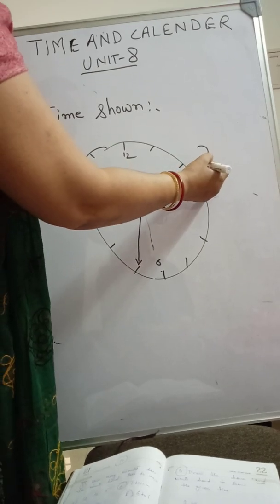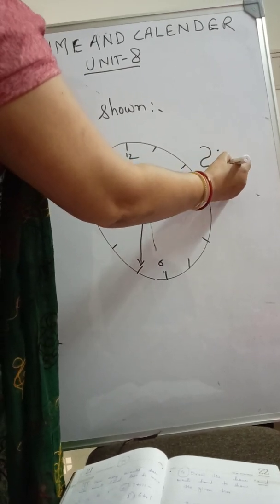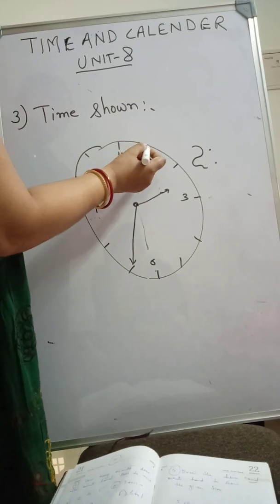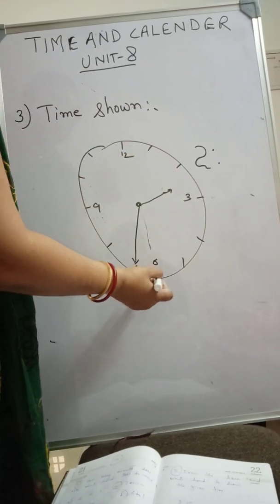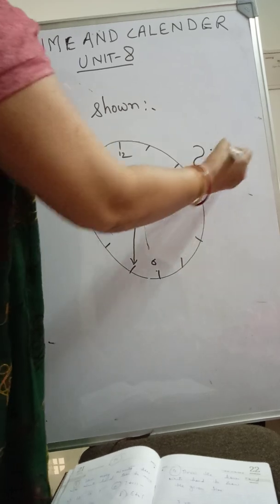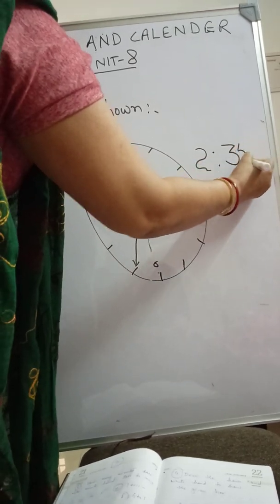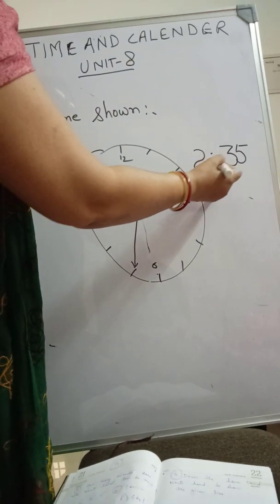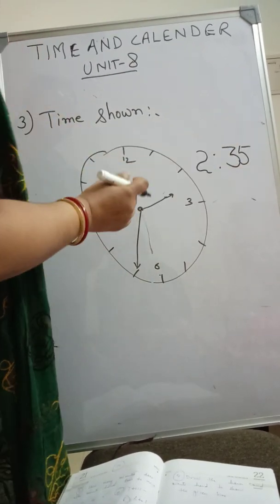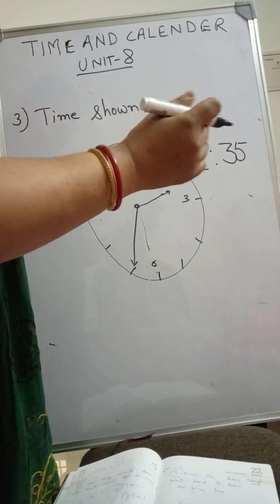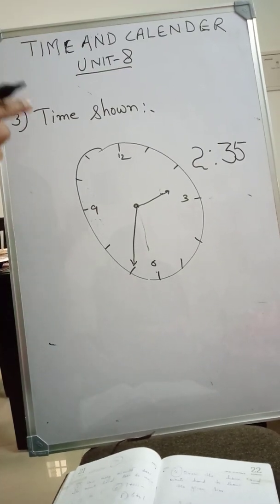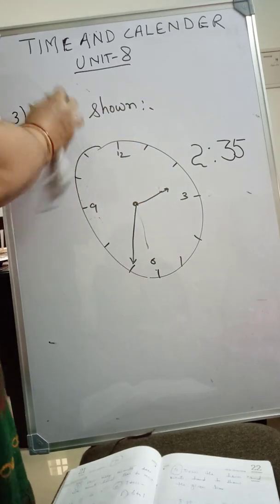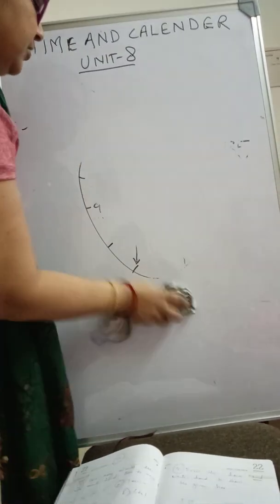So the hour is 2 hours, and where is the minute hand? It is at 7. So 12, 1, 2, 3, 4, 5, 6, 7. 5 sevens are 35. It is 35 minutes. It is 2 hours 35 minutes. It is 2:35. Correct? 2:35 o'clock. So similarly, you have to write down the time which is shown in the picture. This is question number 3.